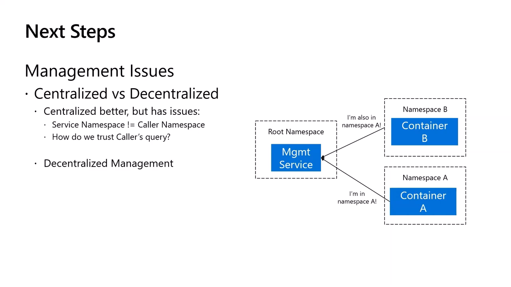A decentralized management solution, however, comes with its own issues like updating. You basically have to maintain a separate library for every single thing that wants to manage their own namespaces. That involves updating and cascading updates, and it becomes a very complicated process very quickly.